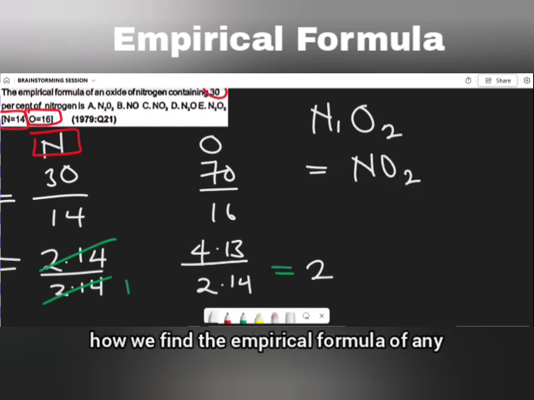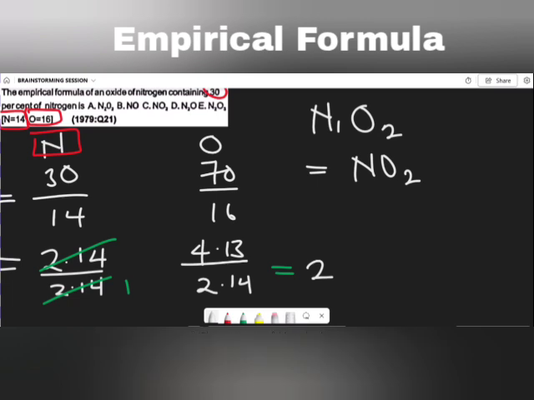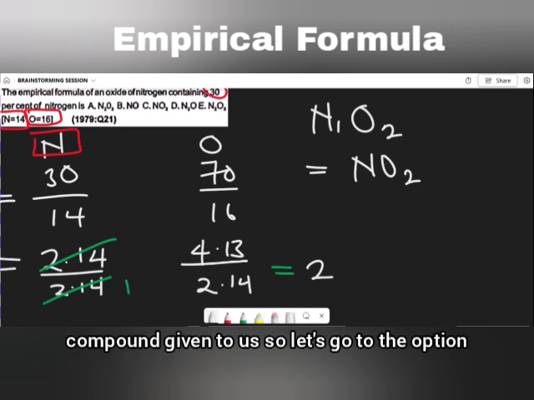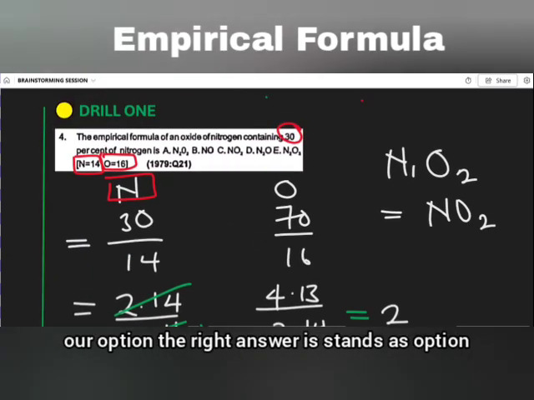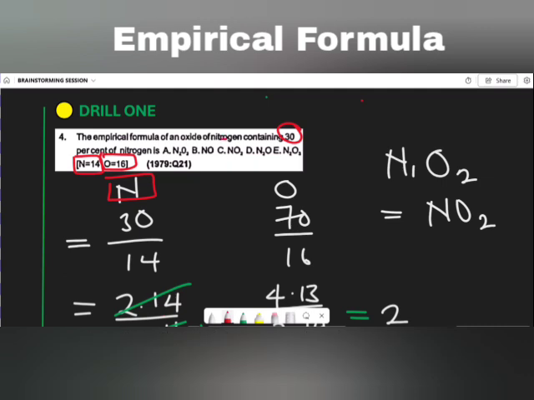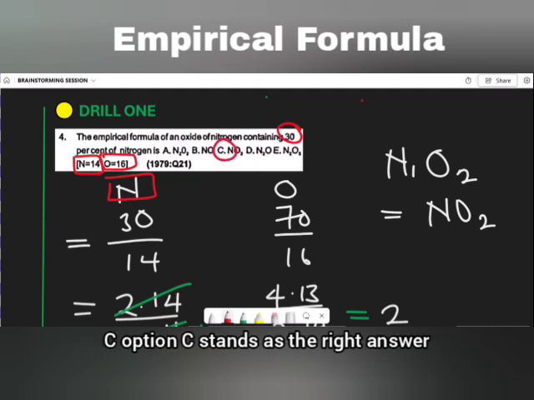This is how we find the empirical formula of any compound given to us. So let's go to the options to see whether we have such an answer. Coming to our options, the right answer here stands as option C.